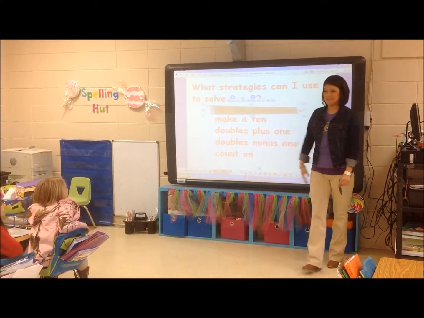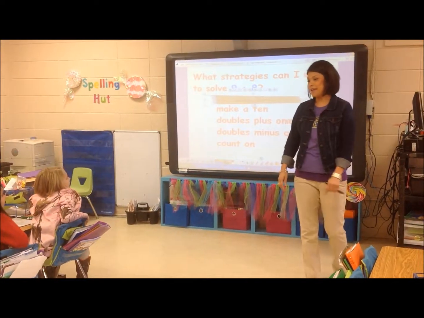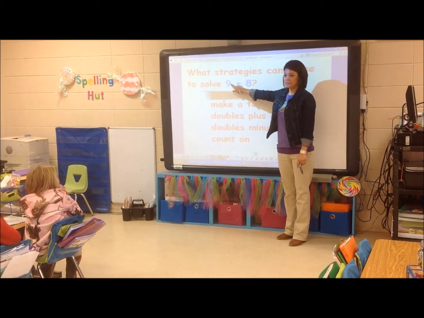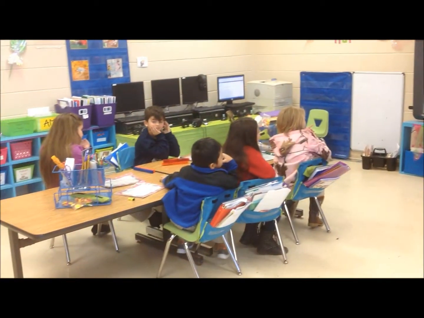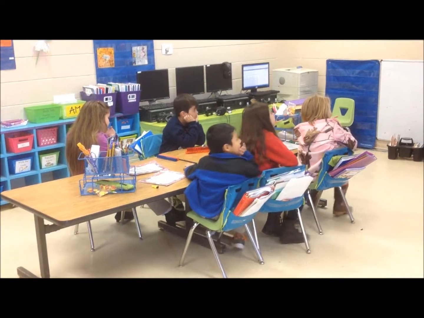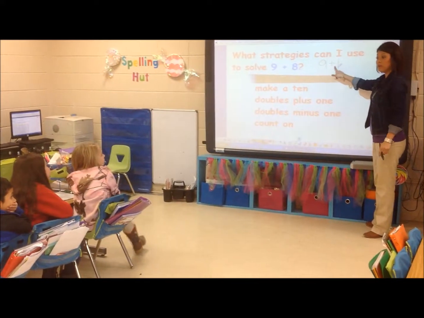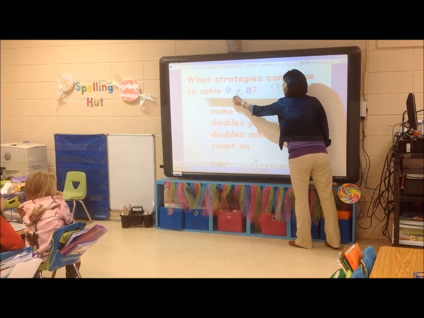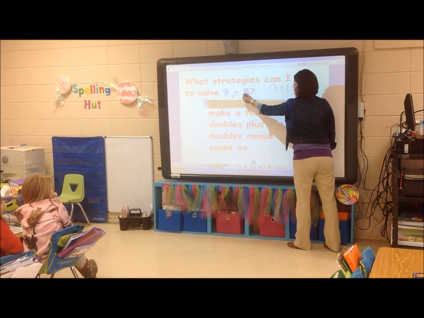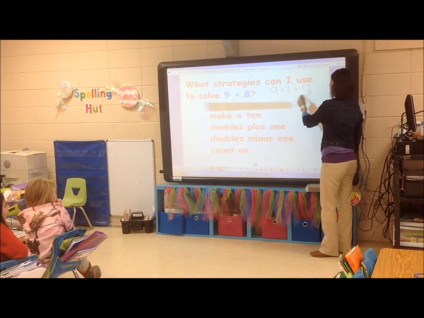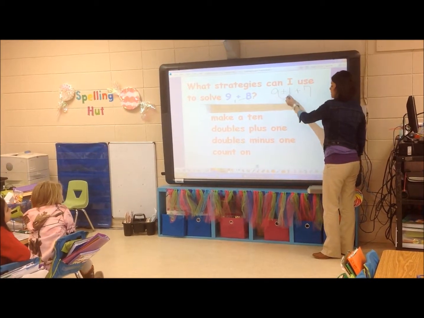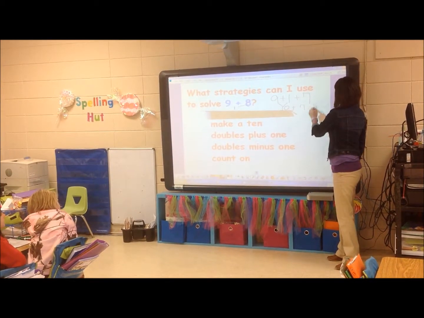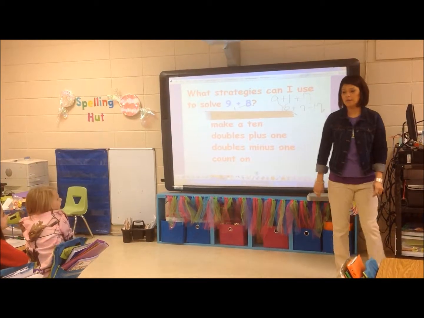And we skipped the make a 10 strategy. How many do we need to make a 10? 9 and 1. I would start off with my 9 plus 1 because I know 9 plus 1 will give me my 10. Remember, if I took 1 away from the 8, how many would be left over? 7. I know that 9 and 1 is what? 10. 10 plus my 7 equals? 17.